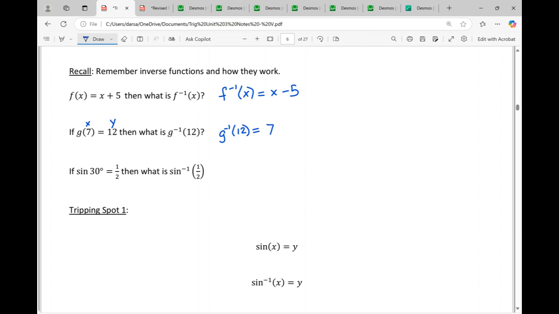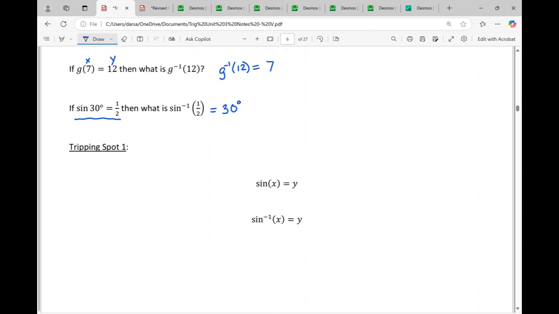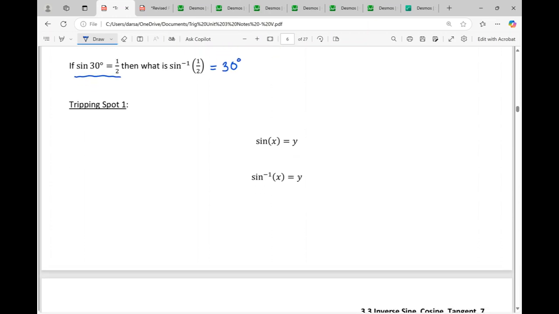Now, what if we put this in a trig function? How does that work? Well, sine of 30 is 1/2. We know this from our unit circle. So what would sine inverse of 1/2 be in degrees? Well, the angle 30 degrees. So we have a moment here where we're thinking about what an inverse trig function is, and this is where people get a little confused.